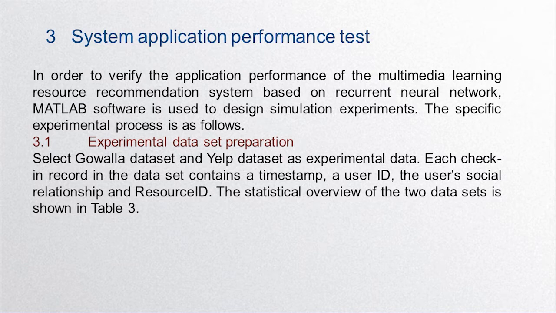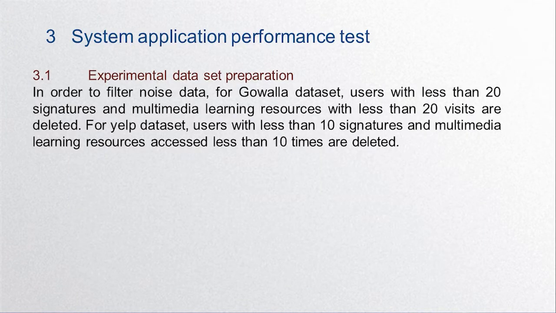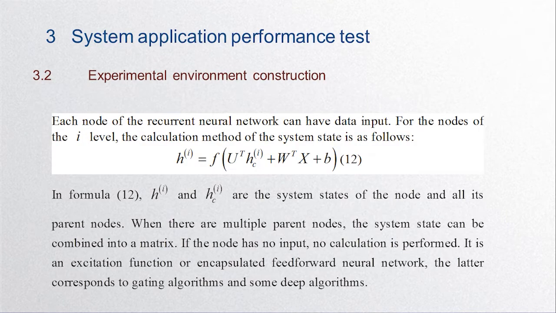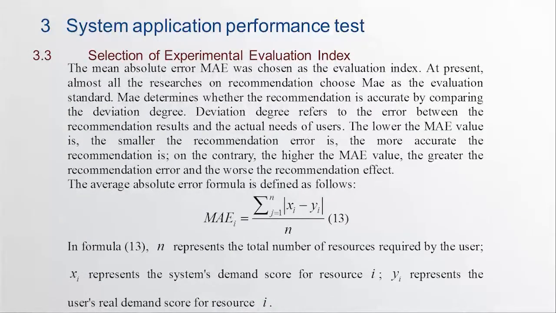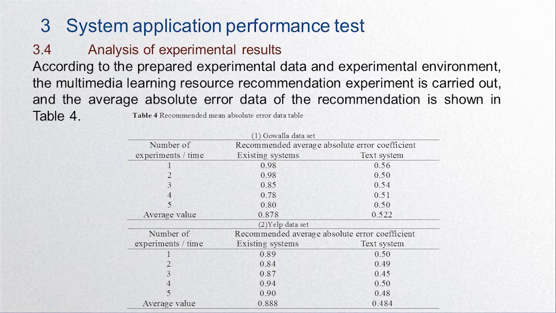System application performance test. We ought to verify the application performance of the multimedia learning resources recommendation system based on recurrent neural networks. MATLAB software is used to design simulation experiments. The specific experiments are as follows. Experiment dataset preparation. Experiment environment construction. Selection of experiment evaluation index. Analysis of experimental results.